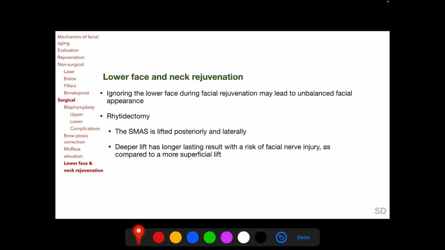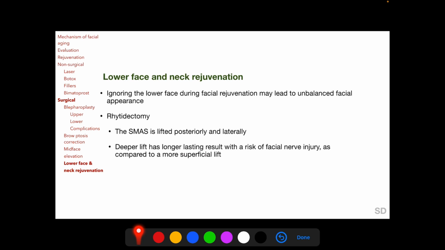Ignoring the lower face during facial rejuvenation may lead to an unbalanced facial appearance. So a multidisciplinary approach may be required for complete facial rejuvenation. In rhytidectomy, the superficial muscular aponeurotic system is lifted posteriorly and laterally. A deeper lift has a longer lasting result with a higher risk of facial nerve injury as compared to a more superficial lift.